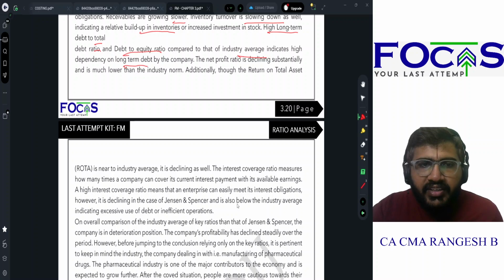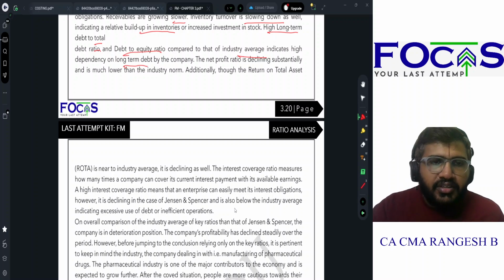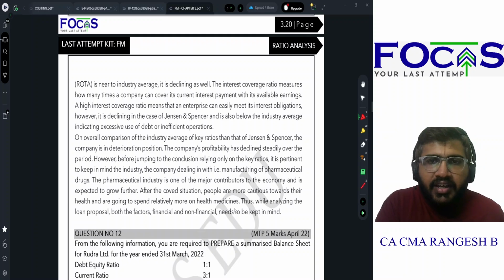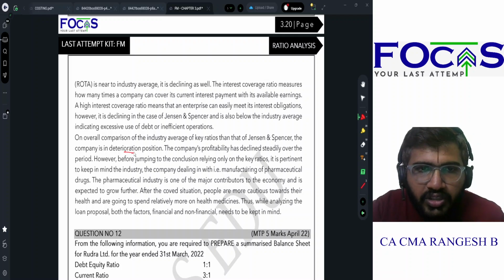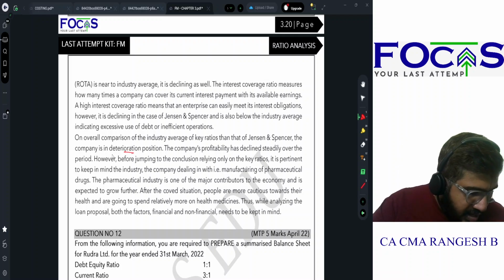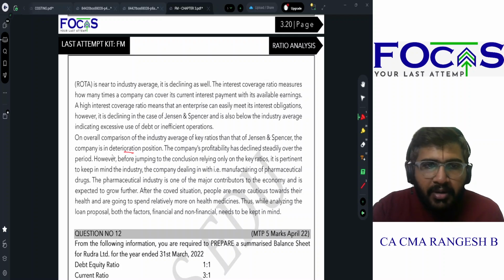The interest coverage ratio measures how many times the company can cover its current interest payment. A high interest coverage ratio means that it can easily meet its interest obligations. However, it is declining in case of Jensen and Spencer. On overall comparison of the industry average key ratios with that of Jensen and Spencer, the company is in deterioration position. So எல்லாமே என்னோட இண்டஸ்ட்ரியை விட என்னோட பெர்ஃபார்மன்ஸ் ரொம்ப மட்டமா தான் இருந்திருக்கு.